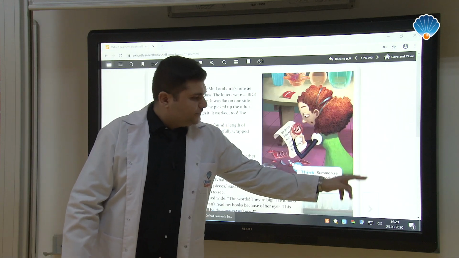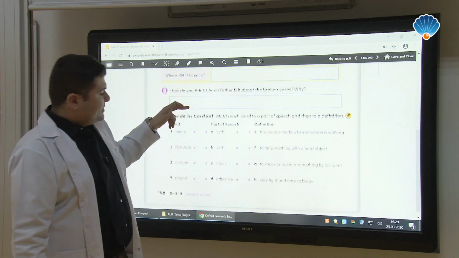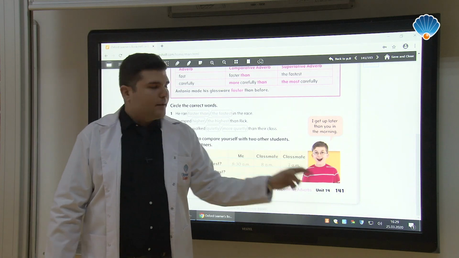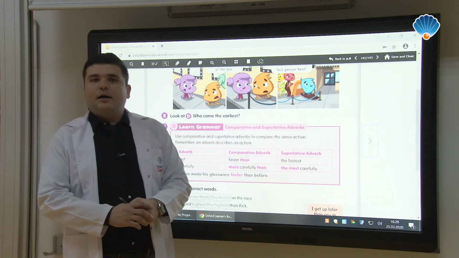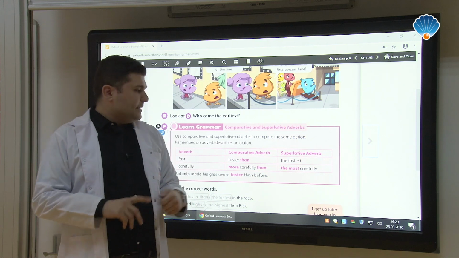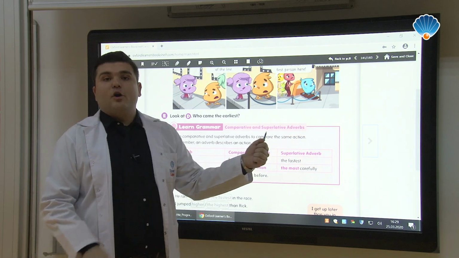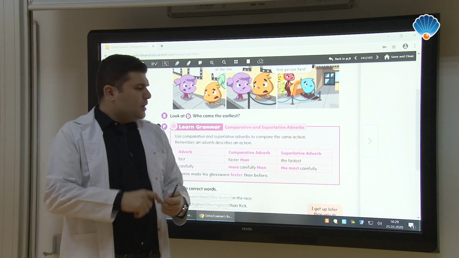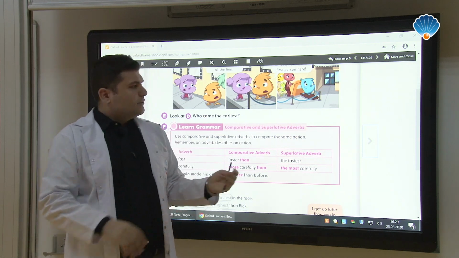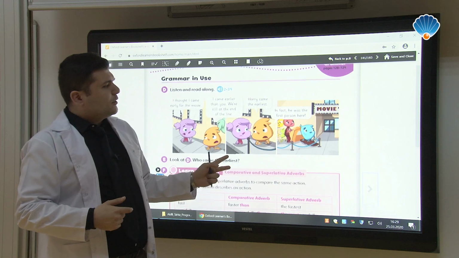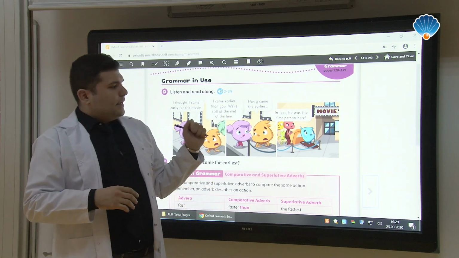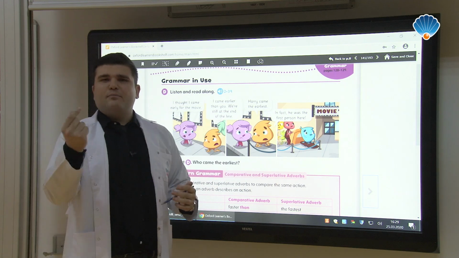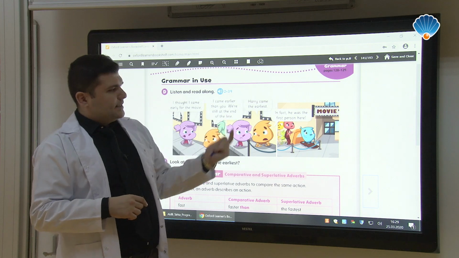So open page 141, okay? This part, you will remember from the previous units, is about comparative and superlative adverbs. We will talk about comparing between 2 things or only one thing. I will go deeper and deeper, but first I want you to listen to this story or song, and then try to read the sentences one more time and find out what the different point is here. There are lots of different sentences here.